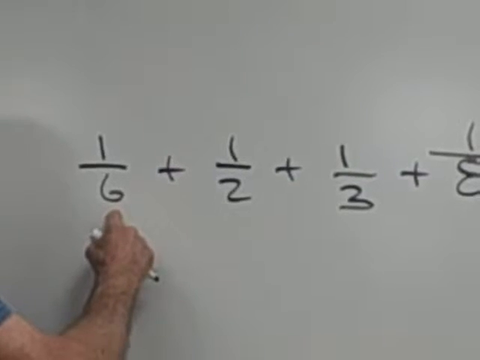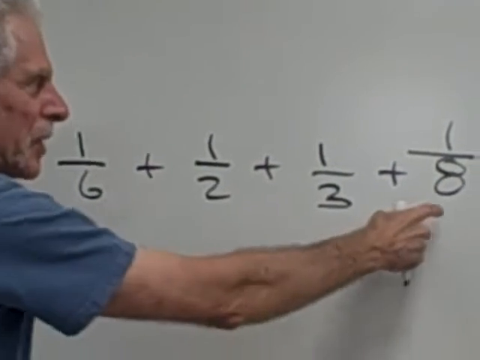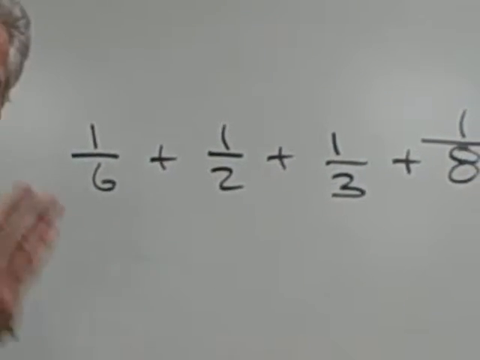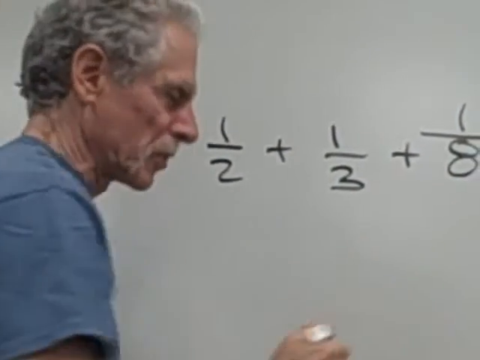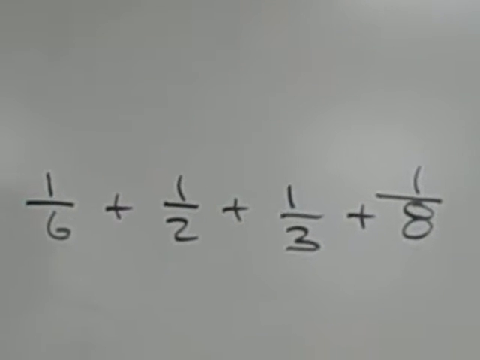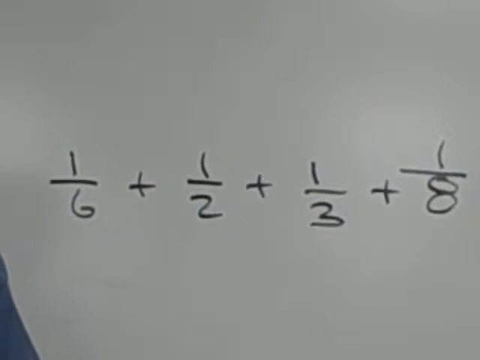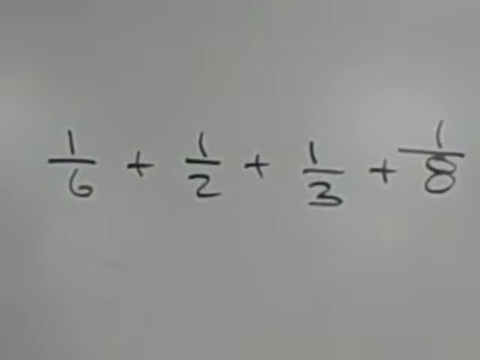Does 6 go into 16 or 3? No. So you take 8 and you go times 3. And what do you get? 24. 6, 2, 3, and 8 all go into 24. That is called the doubling and tripling method for finding the LCD.